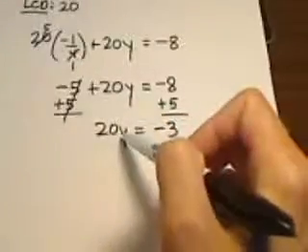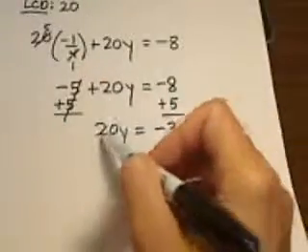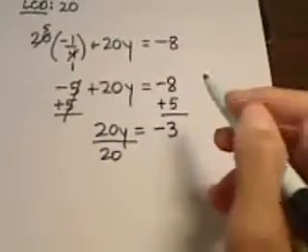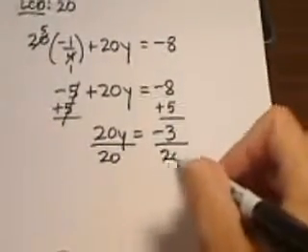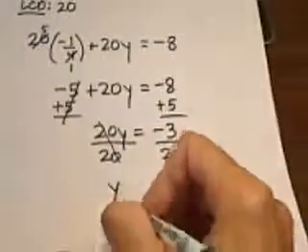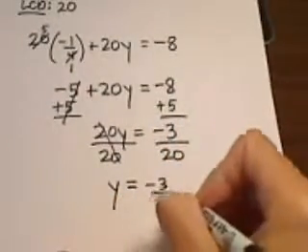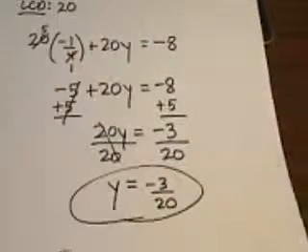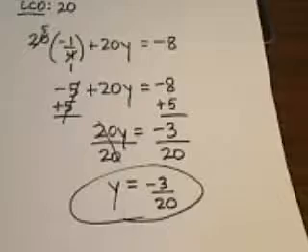And then I want to get the coefficient of y to be a 1, so I would need to divide by the 20 because the operation here is multiplication. So to undo multiplication, I do division. 20 divided by 20 becomes a 1, so I'm left with y equals negative 3/20. Okay, so you see that we ended up getting the same answer. It's just a different method for doing it.